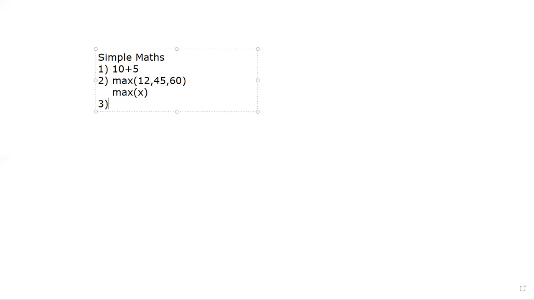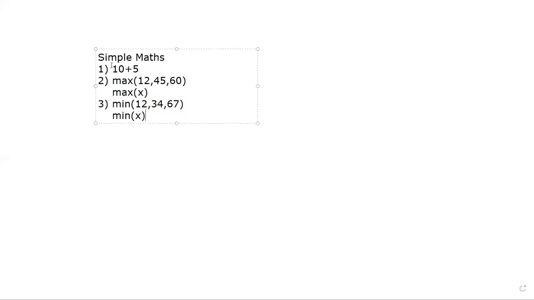The third is, if I want to find out the minimum value between the given numbers, similarly I can do that. Or suppose I have one variable and I want to find out the minimum value in that variable. I'll simply write min and I'll place X in between the brackets. So I'll get the minimum value in the X variable.